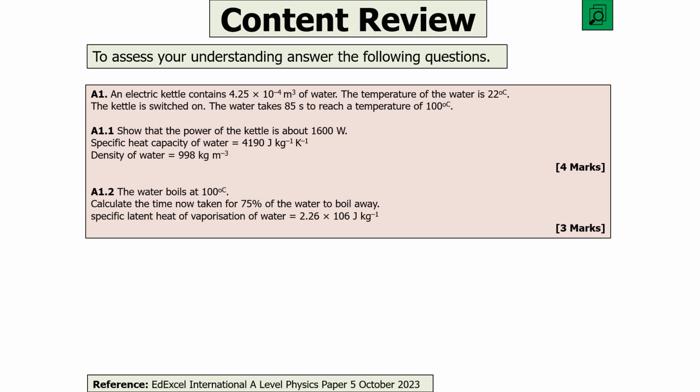Show that the power of the kettle is about 1600 watts and the water boils at 100 degrees Celsius. Calculate the time now taken for 75% of the water to boil away. So pause the video now, then unpause the video when you want to go through your answer.